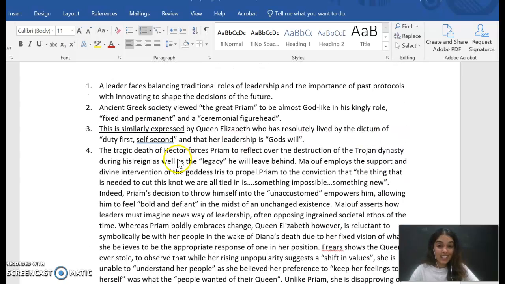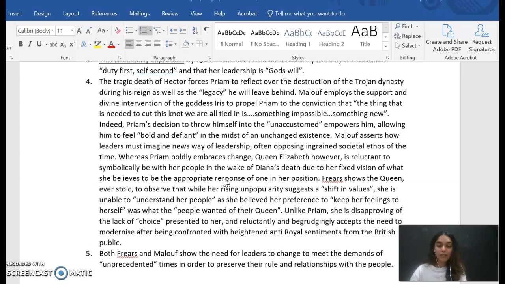I've basically said here, both of them were ordained to be leaders, and then when crisis hit, Priam embraces change, whereas Elizabeth still resorts to what was always done in the past. But both of them, either willingly or unwillingly, come to the conclusion that modernization must occur and change must occur. And that's the summary of the paragraph.